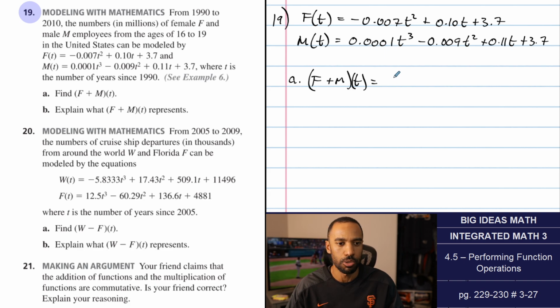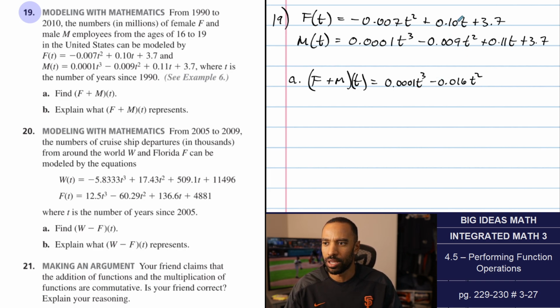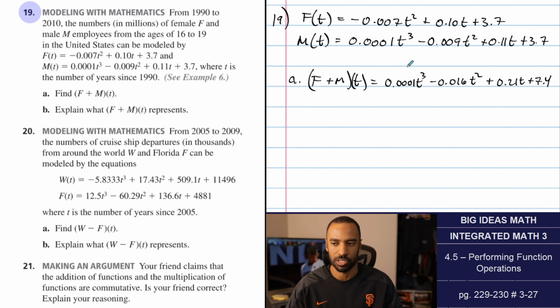So I have the t cubed for the male one. The female one doesn't have that. So 0.0001 t cubed. I don't want to mess up the zeros. Now I have negative 0.007 minus 0.009, which is negative 0.016. And then 0.10t plus 0.11t should be plus 0.21t. And then the two 3.7s is 7.4. I think that's all I got to write for that.